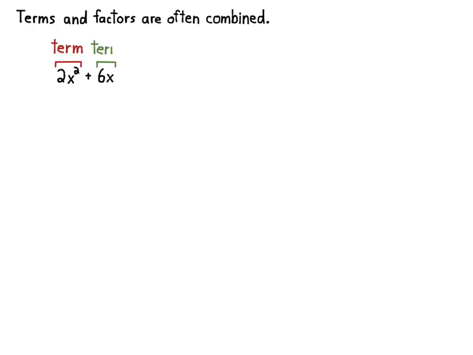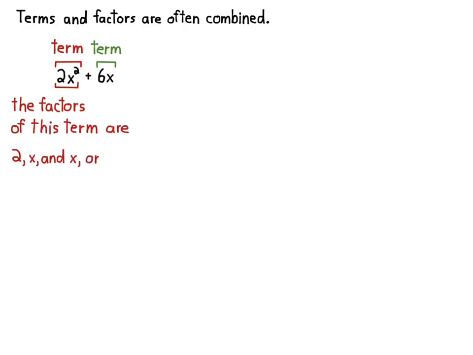Okay, moving on. Terms and factors are often combined in algebraic expressions. Most of the time they're combined. So here's an example. 2x squared plus 6x has two terms, 2x squared and 6x. The factors of the first term are 2x and x, because x squared just means x times x, right? The 2 counts the number of factors of x.